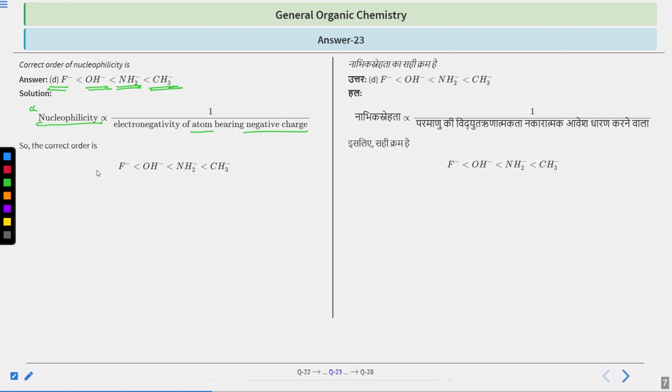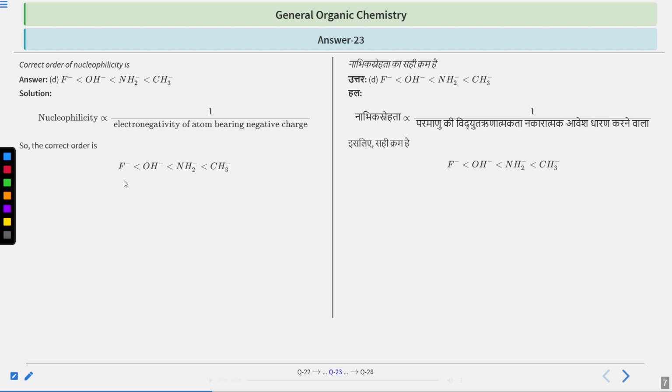And that is why the correct order of nucleophilicity is CH3 negative the most, then NH2 negative, then OH negative, and then fluoride negative. This is the correct order, and this option is the correct answer.